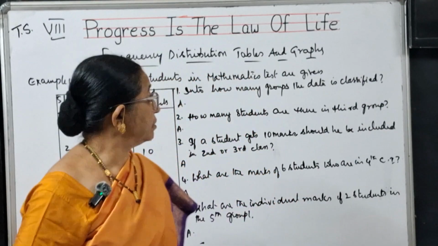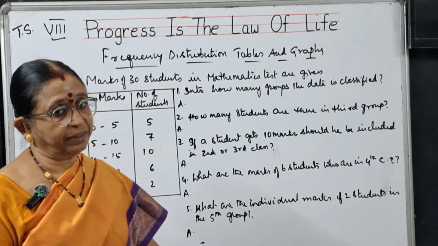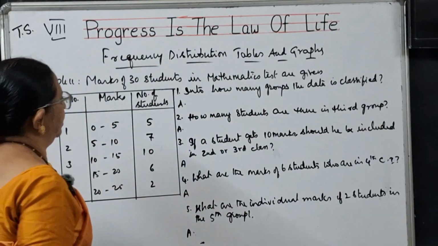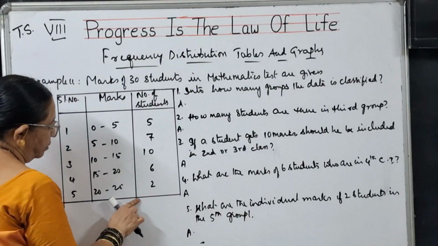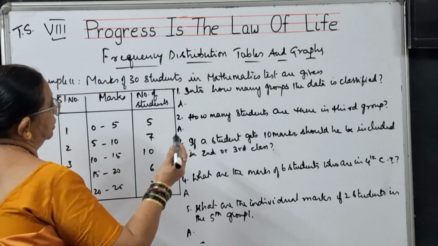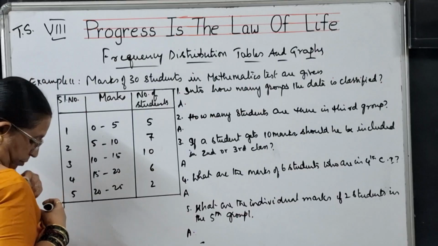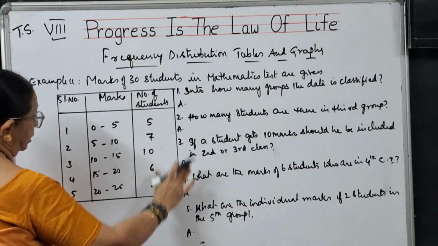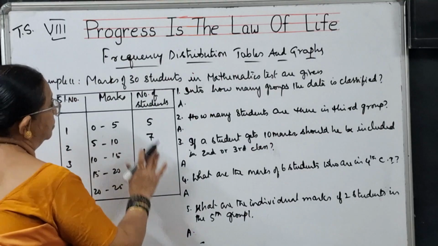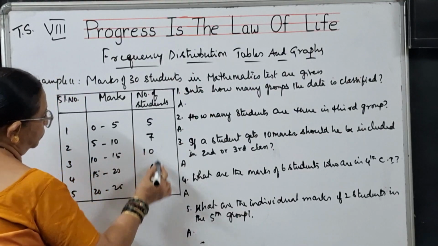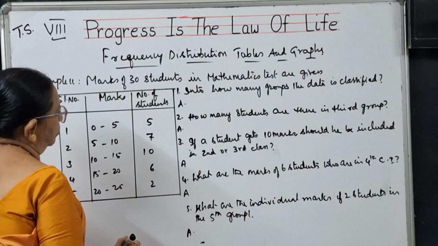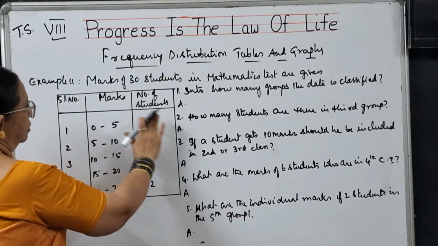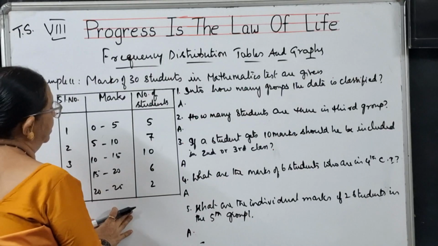I'm doing 8th class maths, frequency distribution tables and graphs. In that, we'll start with example 11. Example 11, they have given a table: marks of 30 students in a mathematics test. If you see the total, you'll be getting 30. 30 students' marks are given. These are the marks that are obtained here.